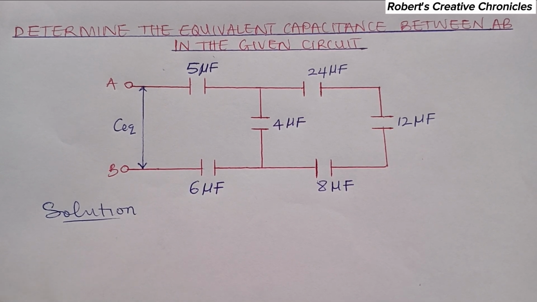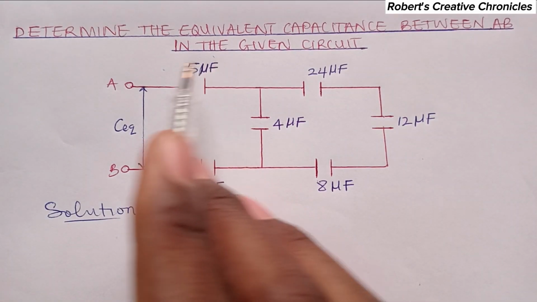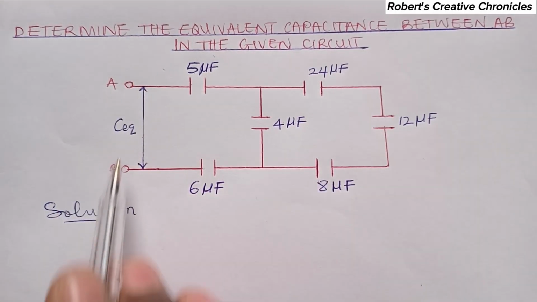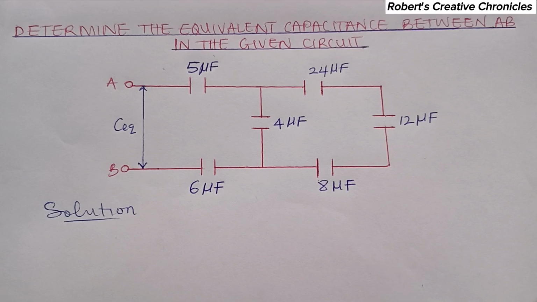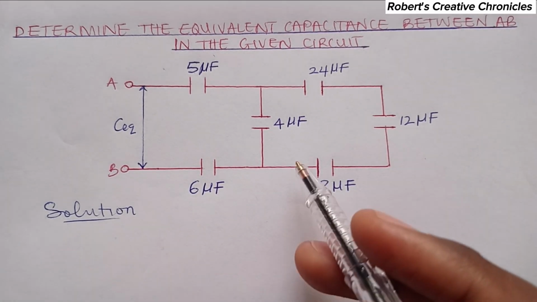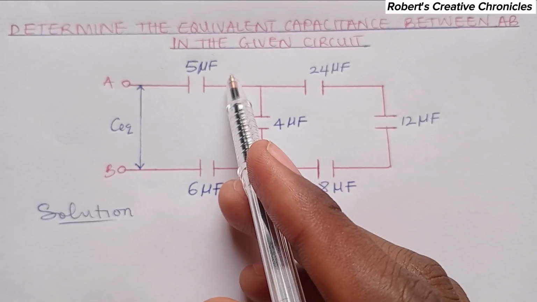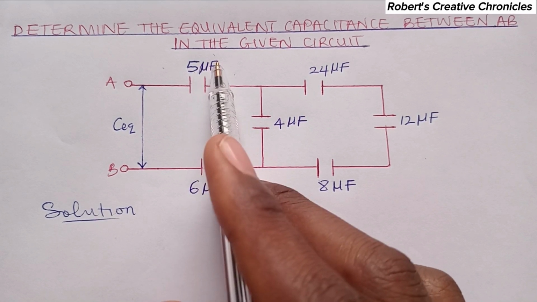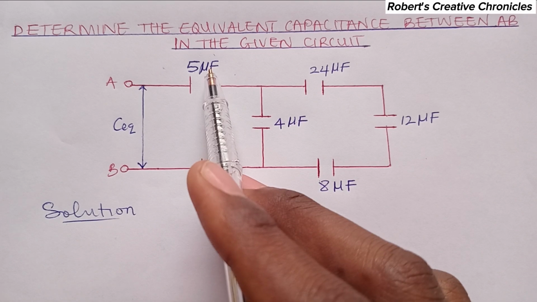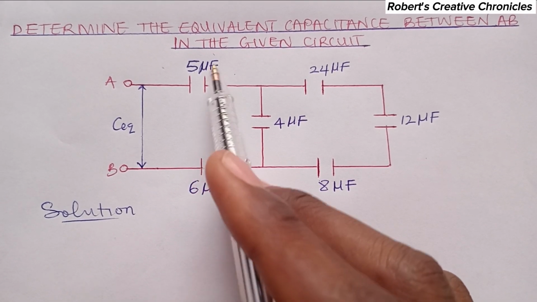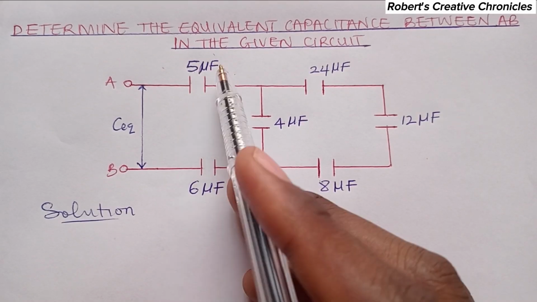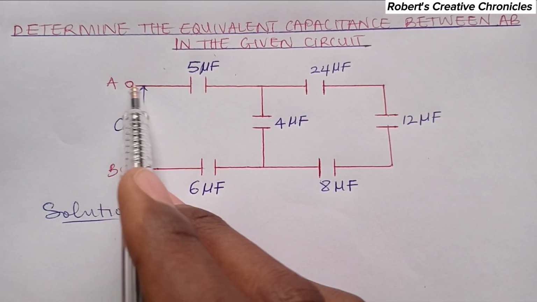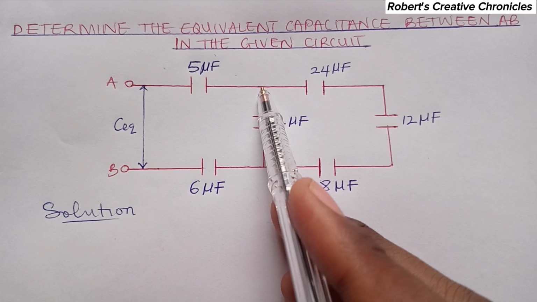So today we'll be solving this question which states: determine the equivalent capacitance between AB in the given circuit. Now, capacitance is given in farad, F, that's its unit, but here it is microfarad. So the general unit is farad, but you can add some prefix like milli, micro. So here it is microfarad. So when the current flows through here, at this point, it splits.